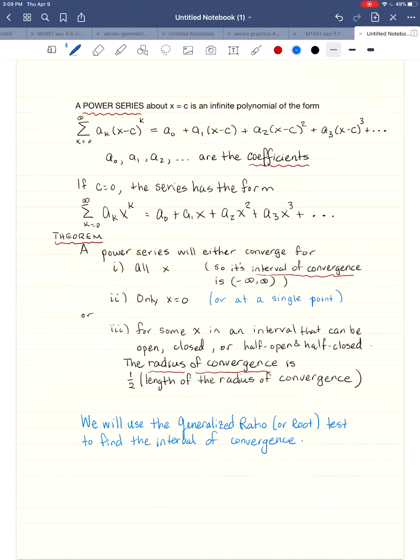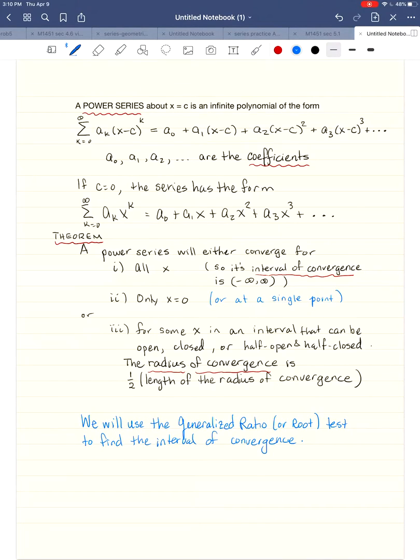Or they converge for some set of x's in an interval. The interval could be an open interval or a closed interval, or one end is open and one end is closed. The radius of convergence is the distance from the center of that interval to the end of the interval. So if you know the length of the interval, cut it in half, and you've got the radius of convergence.